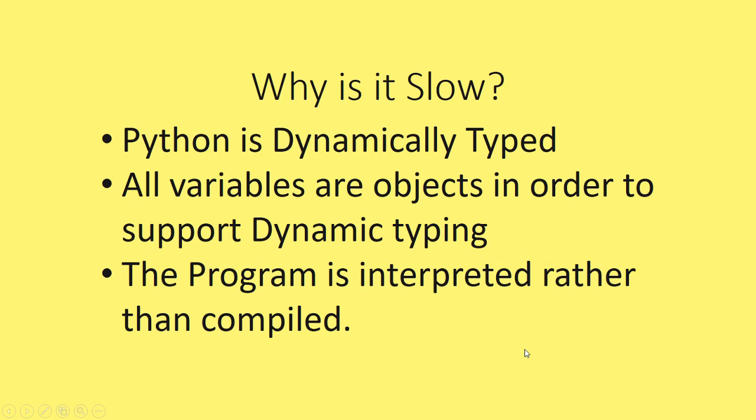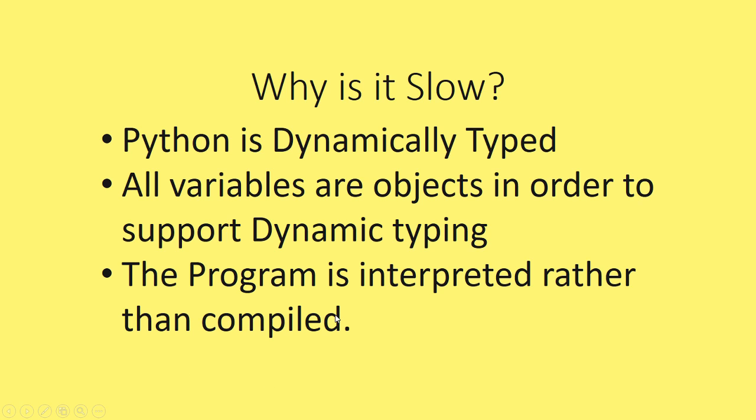Why is it slow? Python is dynamically typed. Basically it figures out what the variable has when it's being used, and it also uses more memory because all these variables are objects, and these objects contain things in them to determine the type and then set up the value, and then based on this type it will do the correct operation. And it's interpreted rather than compiled.